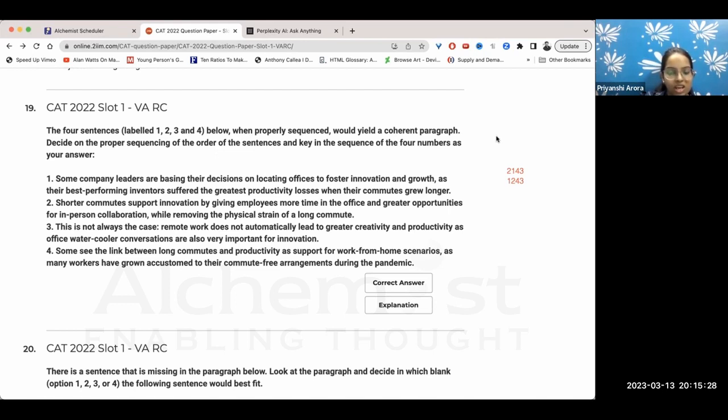In 1 we are talking about the negative aspect of long commute, and if we then use fourth, then it would be like interlinking that. Then we are talking that while some support the long commutes. But the first में भी तो last में दिया है: removing physical strain of long commute. While removing physical strain of long commute, some see link between long commute and productivity as support for work from home.